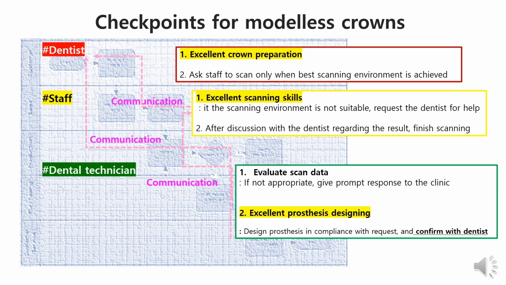Dentists must ensure the optimal environment is achieved after crown preparation and ask the staff to perform a scan. Staff should evaluate the scanning environment before starting, and, if it is not suitable, request help from the dentist. Once the scan is complete, staff need to check the scan results and, if deemed perfect, forward them to the technician. The technician must evaluate the scan data immediately upon receiving the online request.